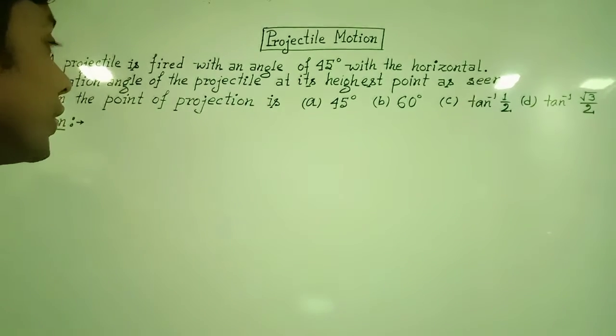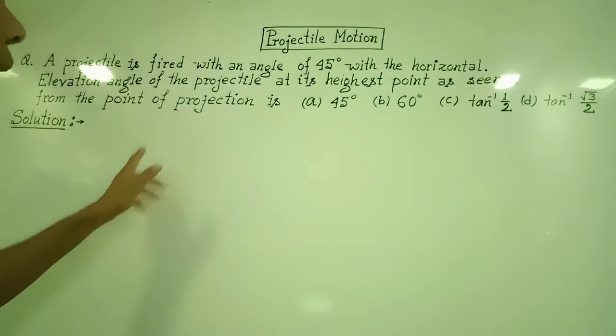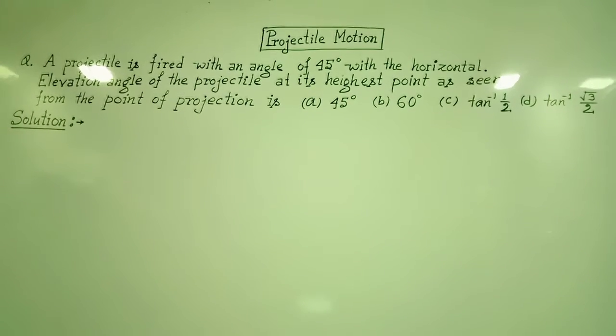Hello everyone, this question is from Projectile Motion for NEET. In this question, it is given that a projectile is fired with an angle of 45 degrees to the horizontal.